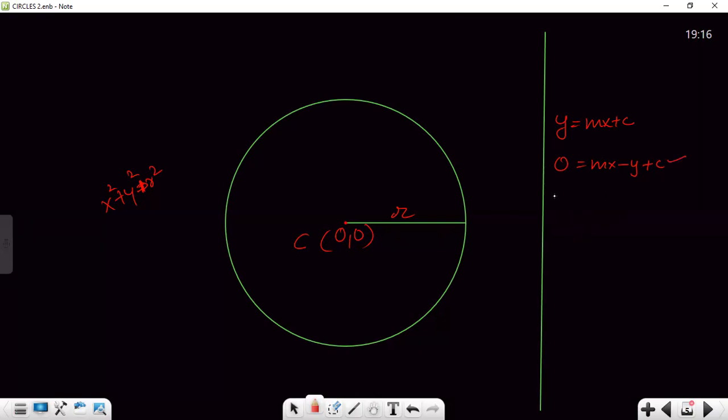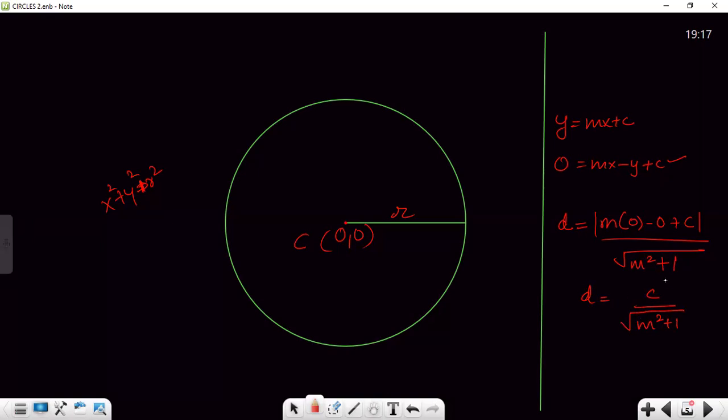First, let's consider this is the center, and this is the line's equation. The distance between the line and the center, let me call it d, is given by substituting the point, x and y as 0, plus c modulus, divided by the square root of the coefficient of x squared plus the coefficient of y squared, which is minus 1 whole square, which is 1 only. So the distance comes out as c divided by the square root of m square plus 1.